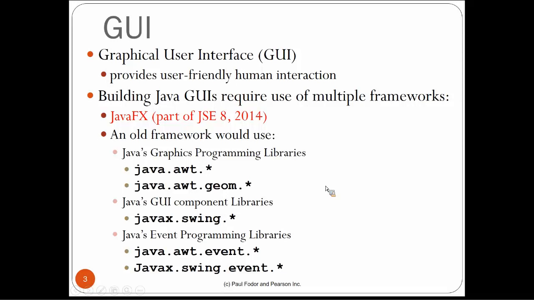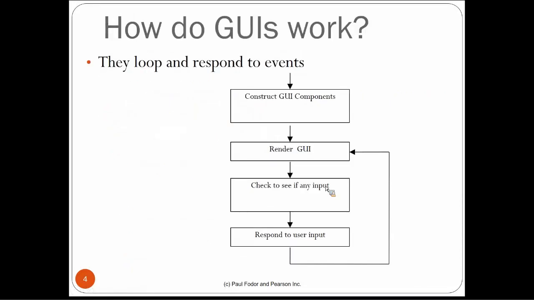Now, how do graphical user interfaces work? They loop and they respond to events. For instance, we construct the graphical user interface, we render it, we check to see if there are any inputs. We don't do this personally, Java does it for us. It checks to see if there are any events that are triggered on the graphical user interfaces constructed in Java, and we respond to that user input using handlers on our graphical user interface components.